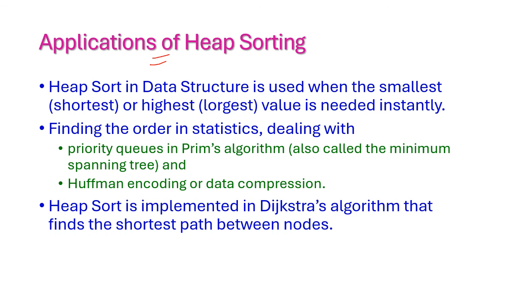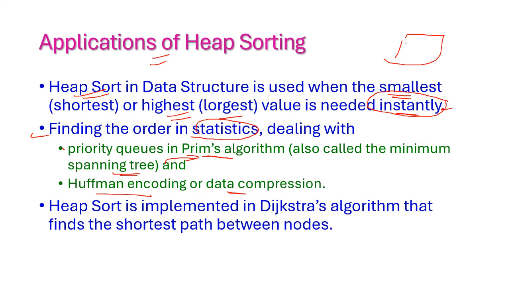Applications of heap sort. So heap sort is used to find the smallest or highest, that is the largest value, instantly. Immediately, if we want the smallest value or largest value in a data set, we can implement heap sort. And finding order statistics. Okay, so it deals with priority queues in Prim's algorithm, which is also called minimum spanning tree, and Huffman coding for data compression. In these algorithms, they are using heap sort. And heap sort is implemented in Dijkstra's algorithm, which finds the shortest path between the nodes in a graph.